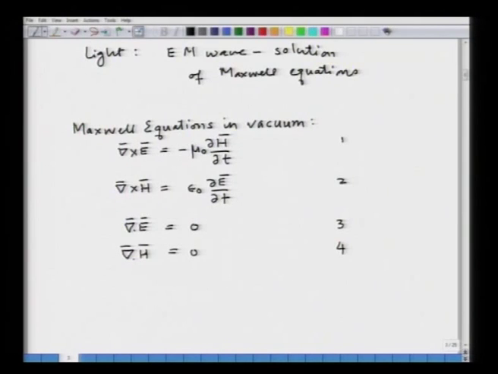In case of vacuum, Maxwell equations are these four sets of equations that give the relationship between the electric field and the magnetic field in vacuum. The relationships are basically the interrelationship of these two parameters, and these four equations derive this interrelationship.